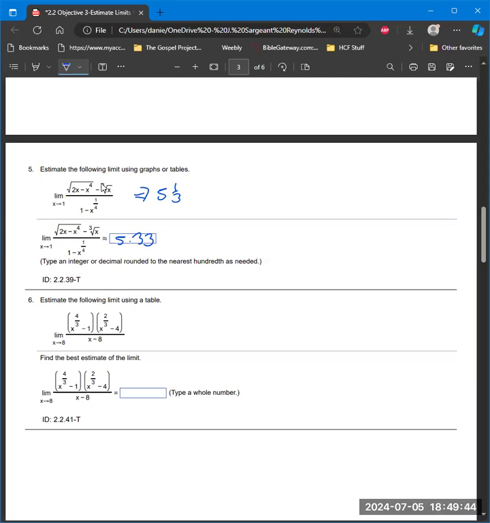And then let's stop with this one here. Again, use a table for this one, stick it into your calculator, and see what happens as you get close to 8 from both sides. So 7.9, 7.99, 7.999, 8.1, 8.01, 8.001. And you're going to see that you're going to get closer and closer to 5.